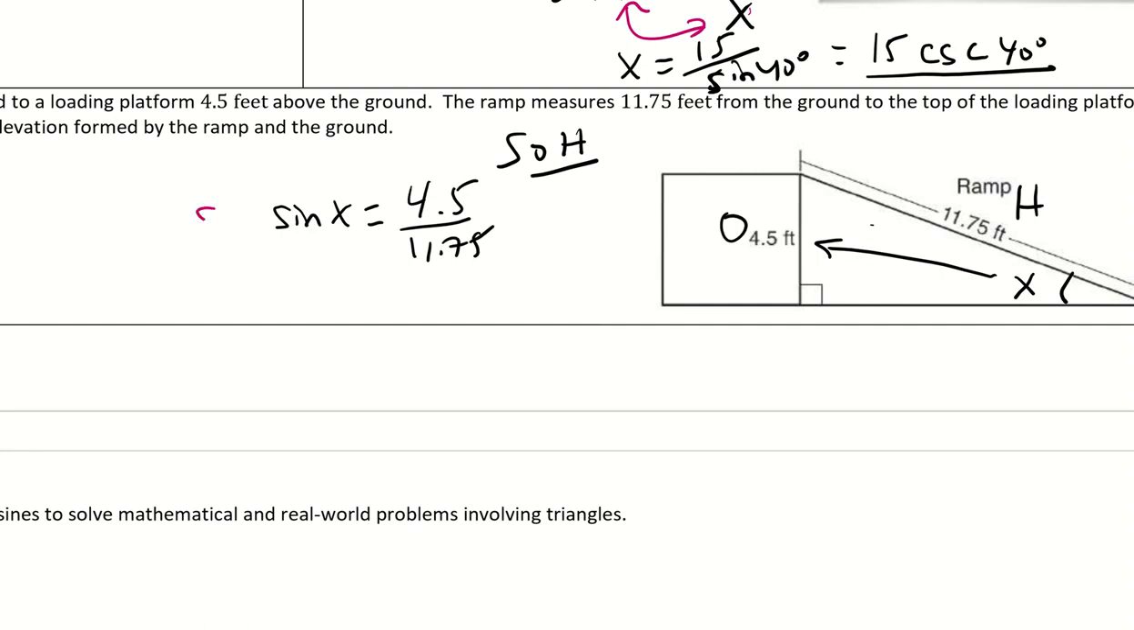The only way to get rid of sine is by doing the sine inverse. Whatever you do on one side, do on the other. So x is equal to, just do that on the calculator, inverse sine of 4.5 over 11.75. And you get 22.5 degrees.